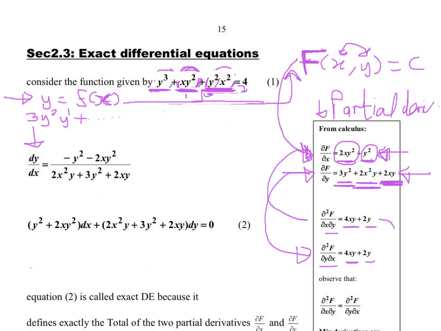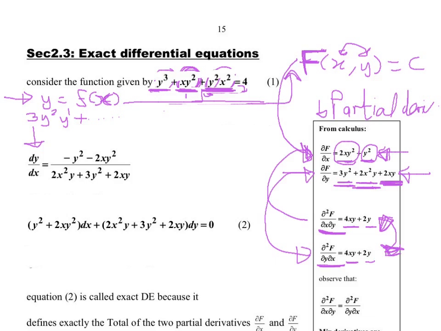Now, there is a very interesting thing here which you can observe, that the mixed partial derivatives are equal, which means it does not matter which one you start differentiating with, x and then y, or y and then x, the second derivatives are equal. This is a very interesting fact which we are going to need later on when we talk about exact differential equations.